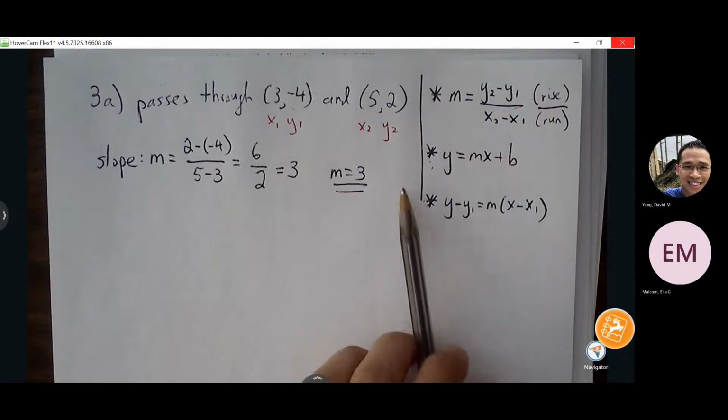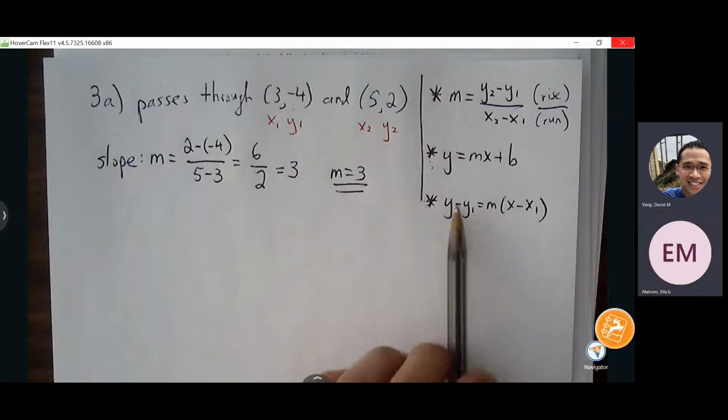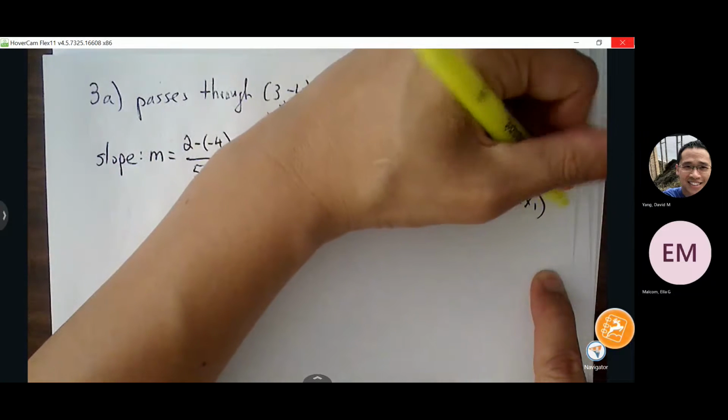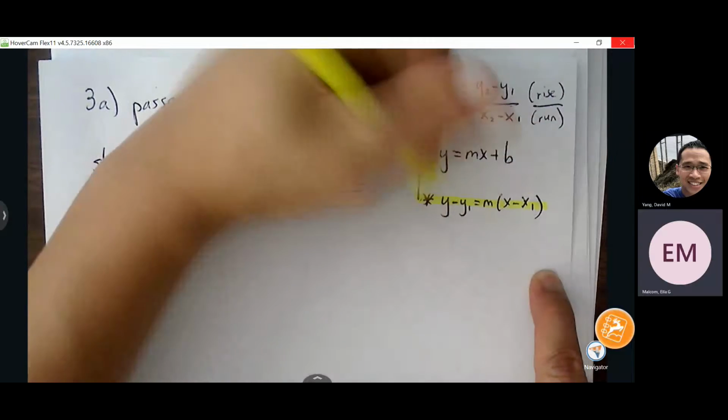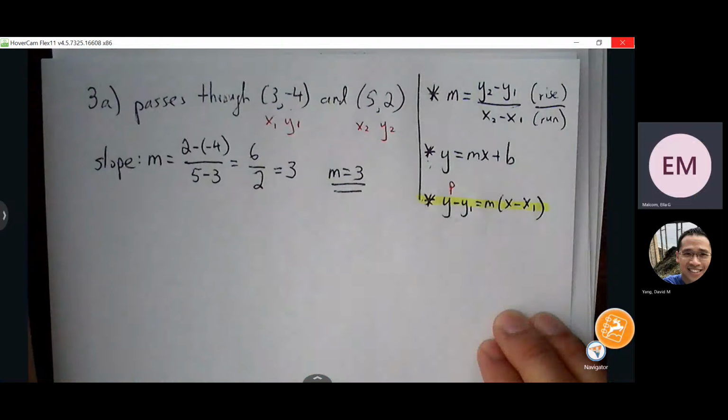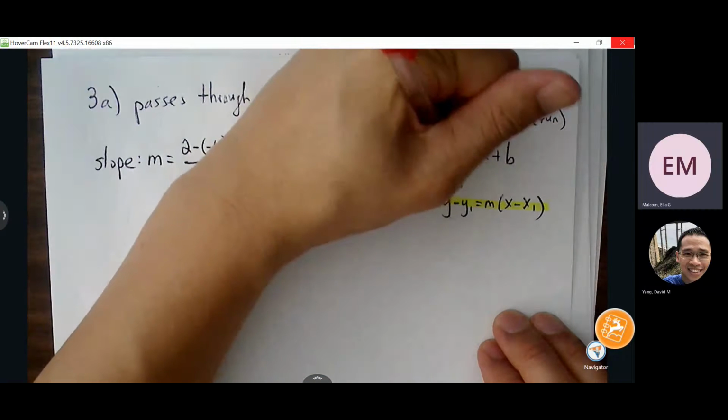Now, we could do this, but typically we like to just target the point-slope form. Yeah, I actually did 5 minus 2 in the denominator instead of 5 minus 3, so that's why I ended up with 6 over 3. Got it.